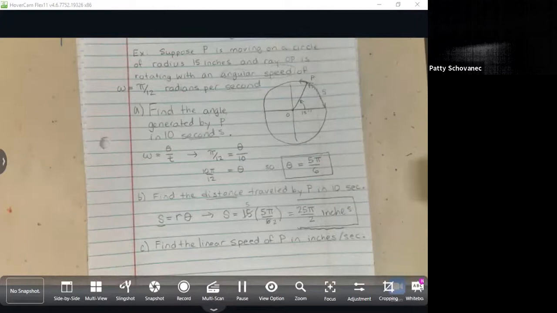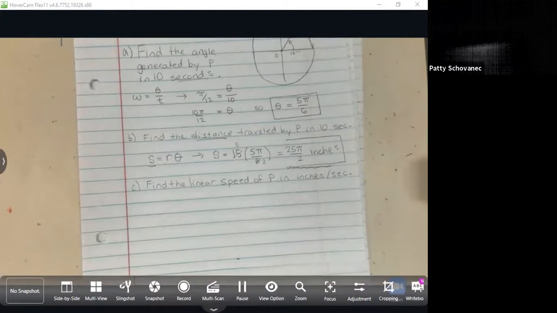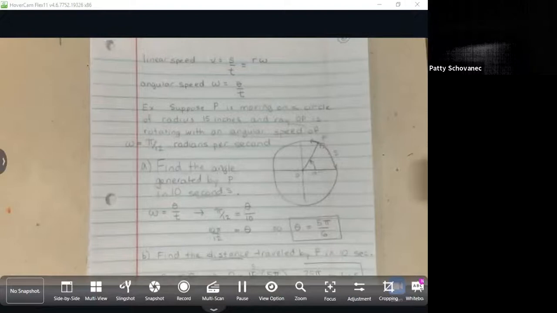That the linear speed of P in inches per second. So I need our linear speed. What is our linear speed? That's the one that's the V, the velocity. Several ways we can look at the velocity. I need to go back to the top of the page, so I'm going to scoot that down a bit. Linear speed, look at the top. There it is, which one you want to use.